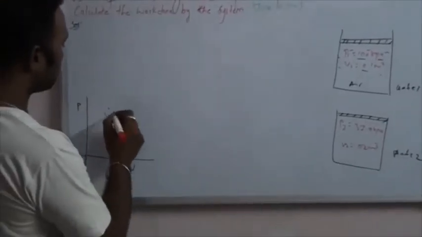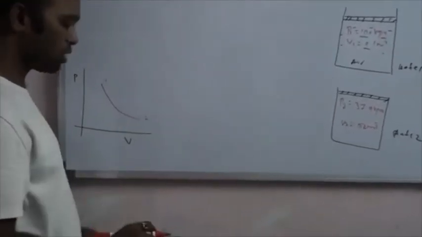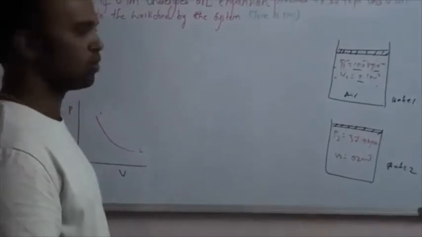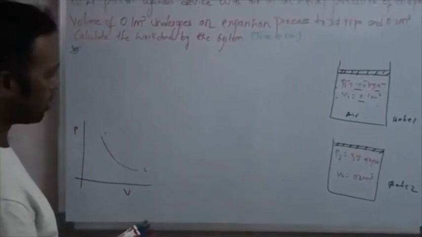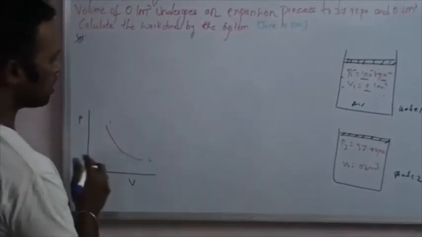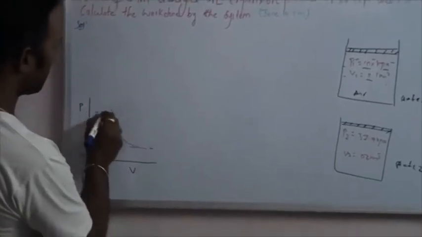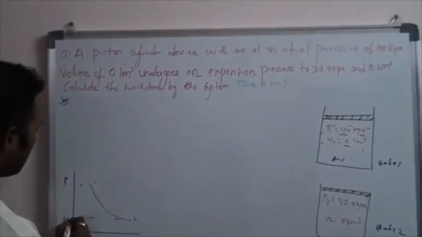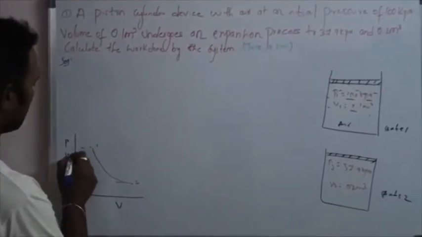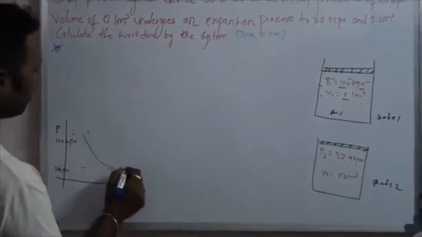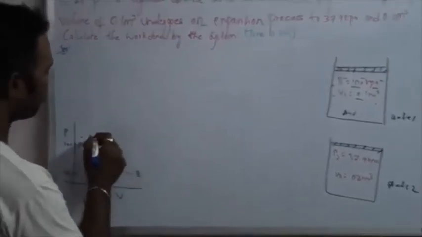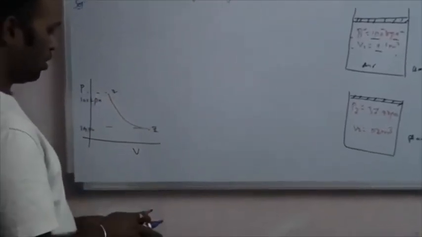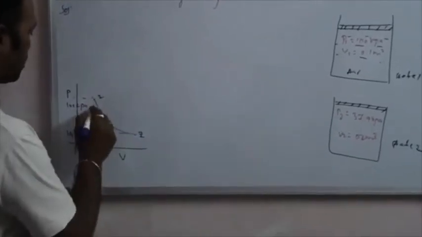Coming to the PV diagram, the curve for your isothermal process will be a hyperbolic curve. The pressures given are 37.9 kPa and 100 kPa. As the pressure is increasing, this will be 1 and this will be 2.